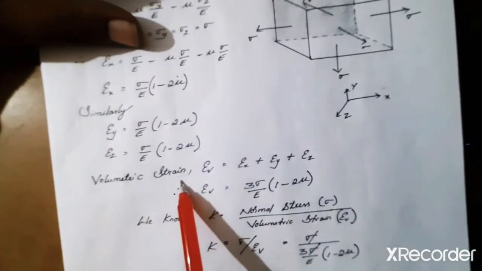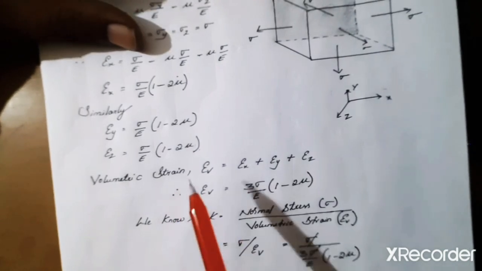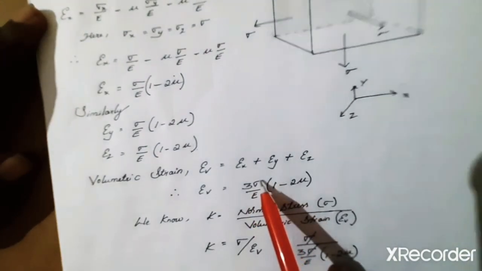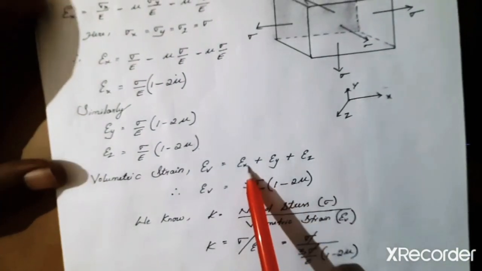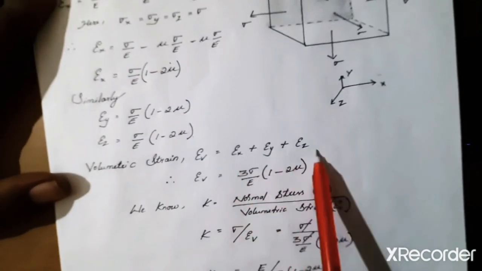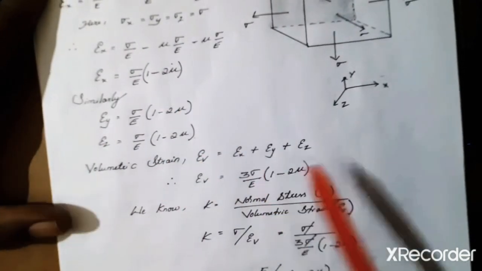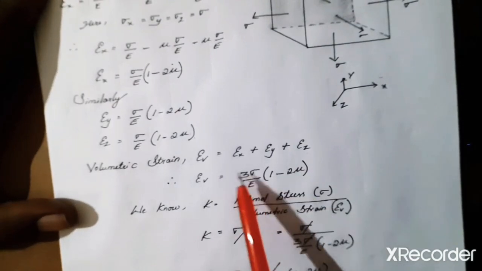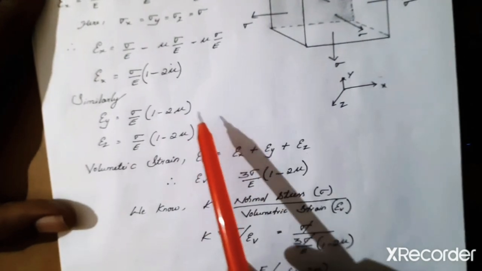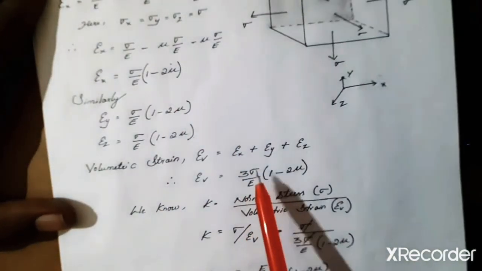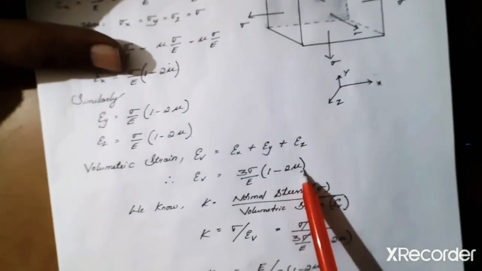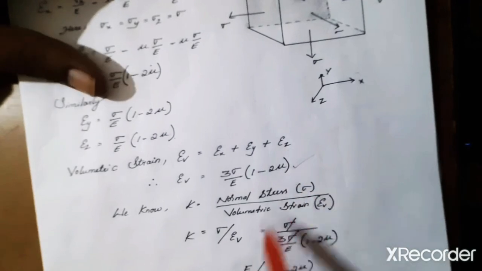Now, volumetric strain is equal to the summation of net strain in each and every direction, x, y, z. So epsilon x plus epsilon y plus epsilon z. Just substitute these terms and add them. All the three are similar terms, so directly you can multiply by 3. So epsilon v equals 3 into sigma by E into 1 minus 2 mu. Put it here like this, leave this here.